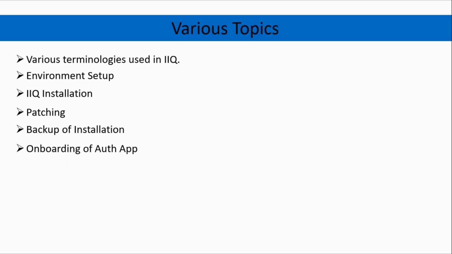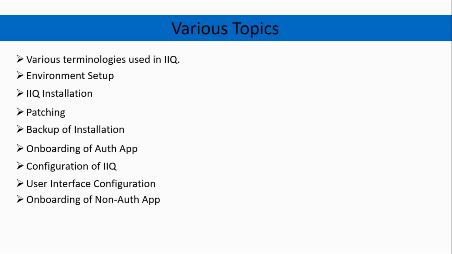Onboarding of authoritative app. We will onboard 3 different authoritative apps in this course. Configuration of IIQ. After onboarding the authoritative application, we will configure IIQ. User interface configuration. In this, we will populate user attributes in the identity cube. Onboarding of non-authoritative application. We will onboard various types of non-authoritative applications like delimited, JDBC, Salesforce and many more.